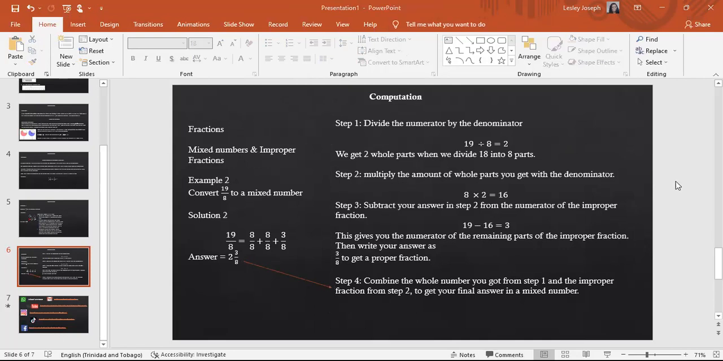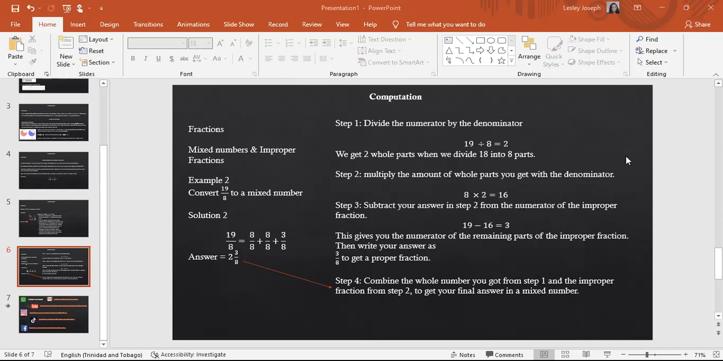All right, Cameron, did you finish writing down this note? Yes, miss. All right, great. So let me just explain what this is. Now, when we are converting from an improper fraction into a mixed number, this is what we do.